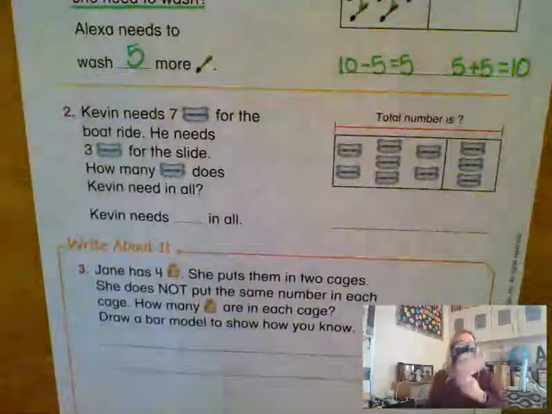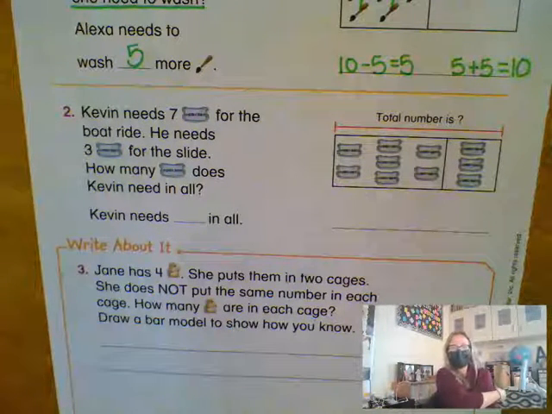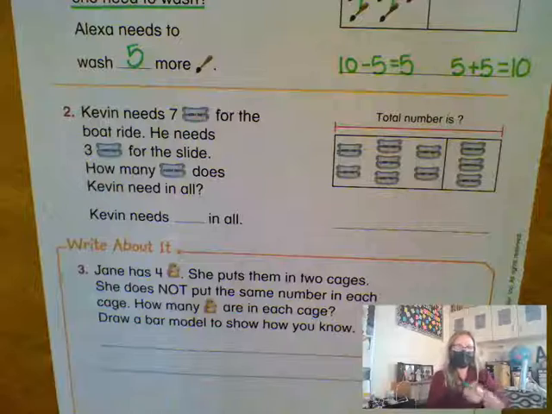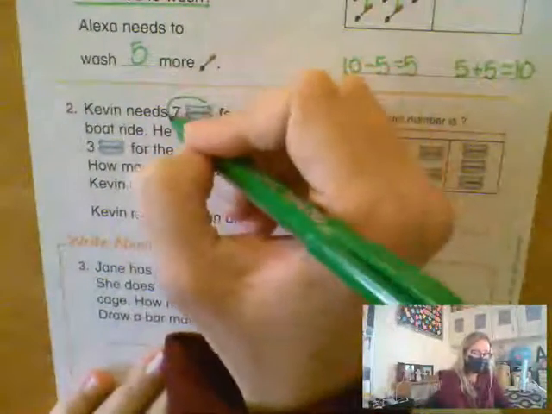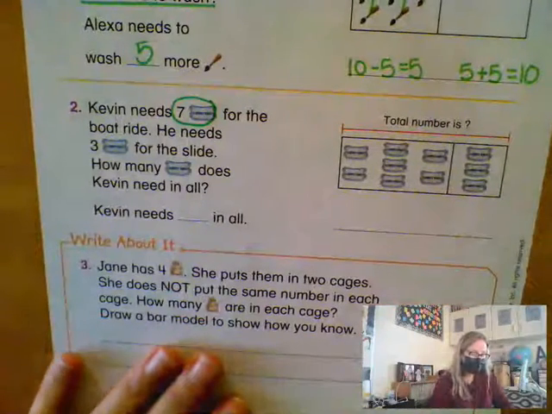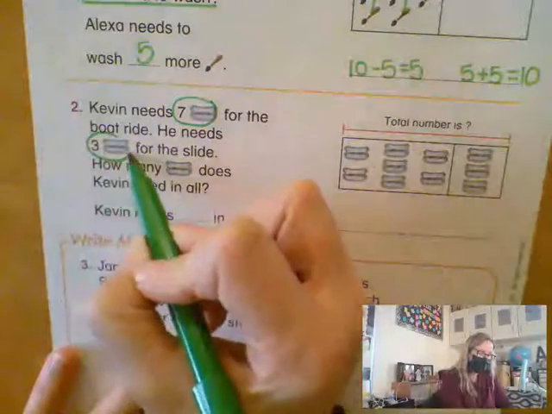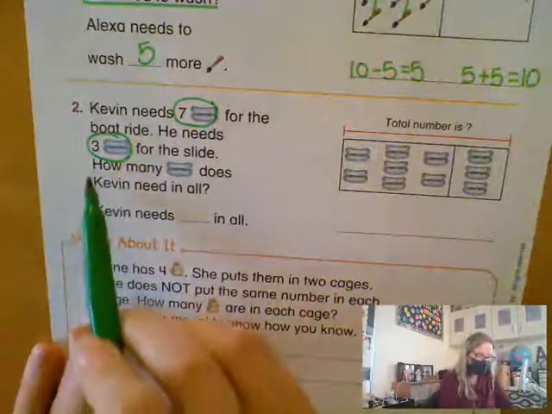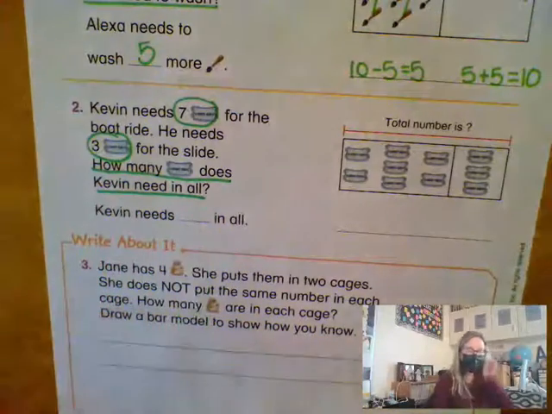Number 2, we're going to read about Kevin, and Isaac is going to read it for us very loud, Isaac, so the friends at home can hear. Kevin needs 7 tickets for the boat ride. Circle 7 tickets. Keep going. He needs 3 tickets for the slide. Circle 3. How many tickets does Kevin need in all?